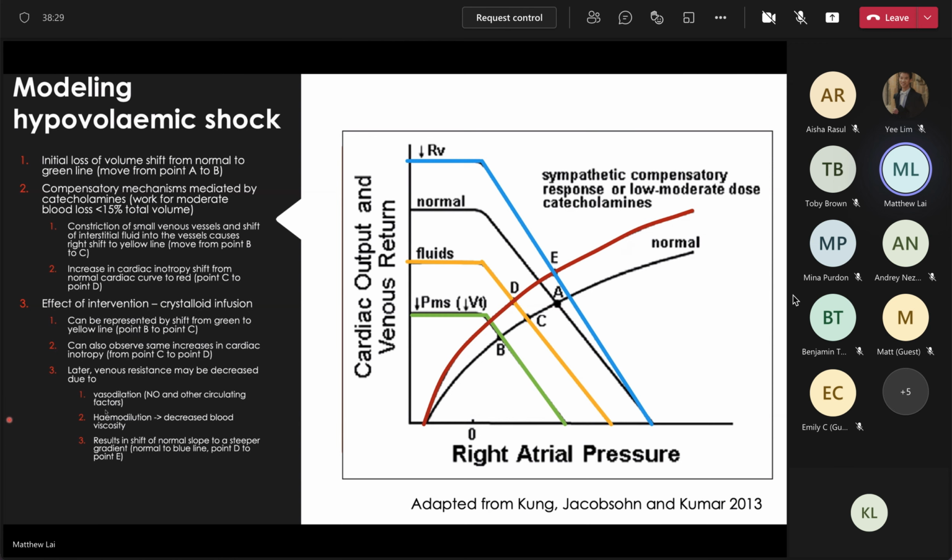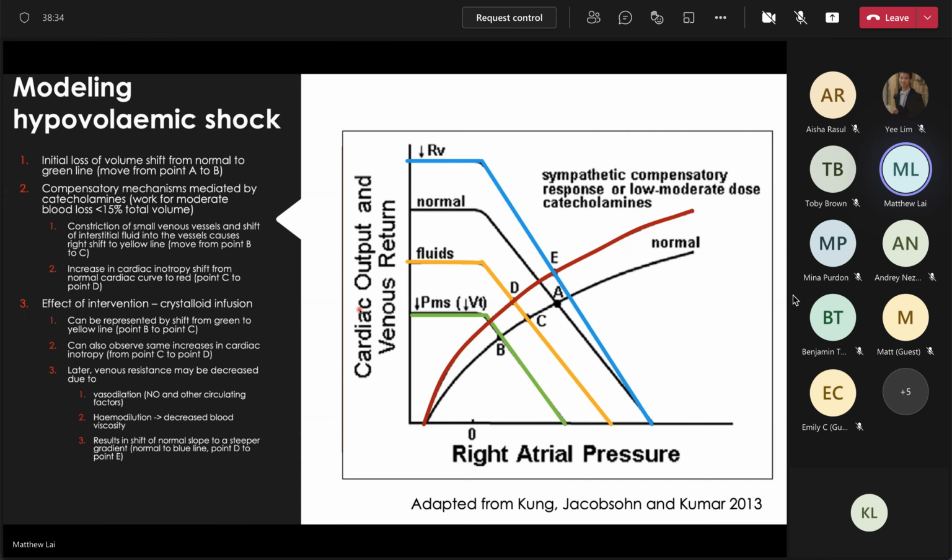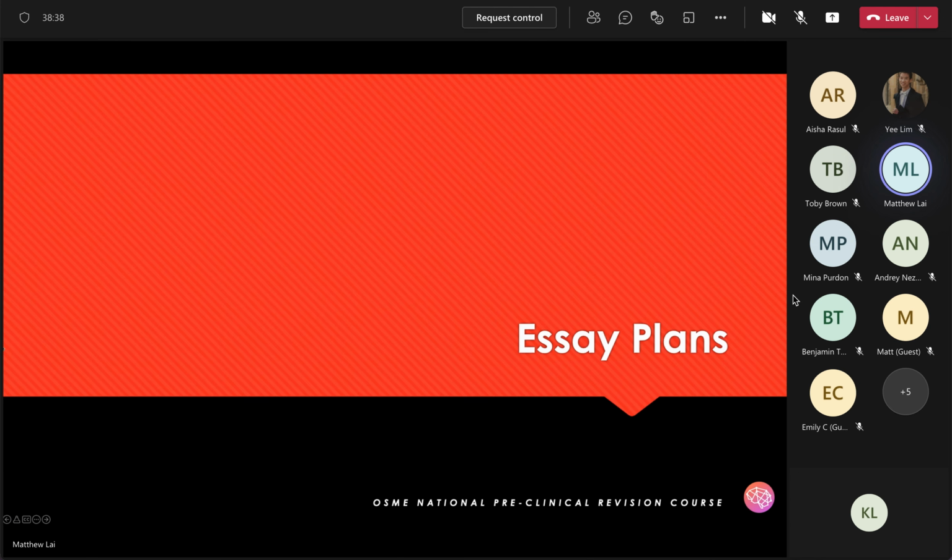Oh, sorry, completely lost my pointer. There we are. Okay, so it'd be easier for me to... Oh, what is going on? All right.